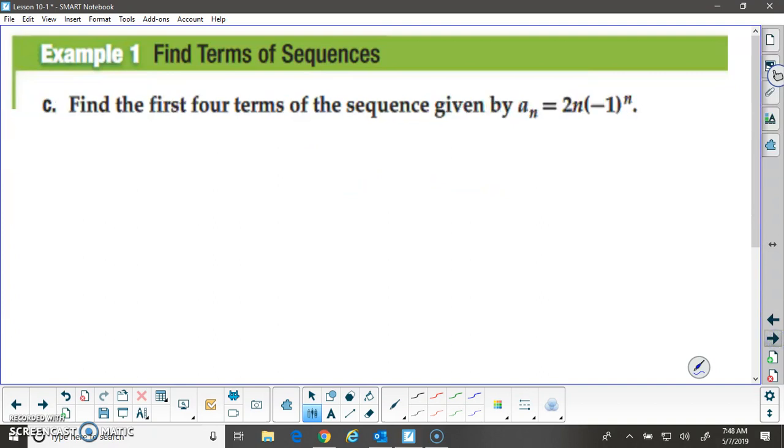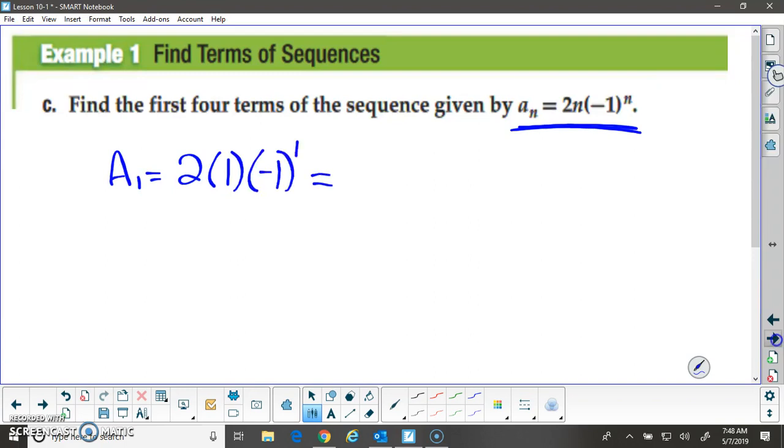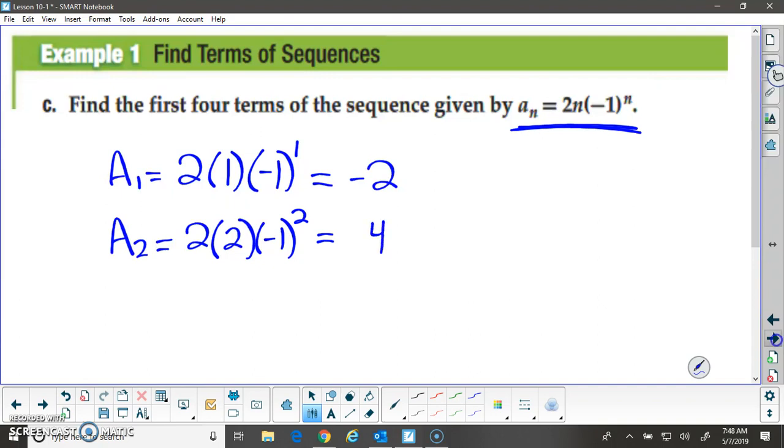Sometimes they'll ask you to find the first 4 terms of a sequence, and they'll give you a formula. So with this formula, you can find your first term by putting 1 in for n. And so it looks like we get -2 for our first term. We can find our second term by putting 2 in for n. And that would give us +4.